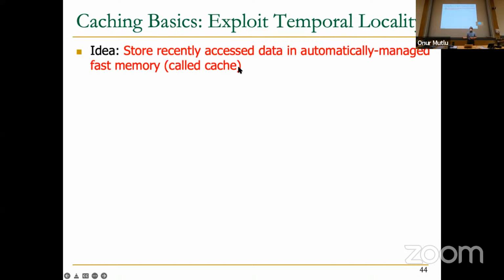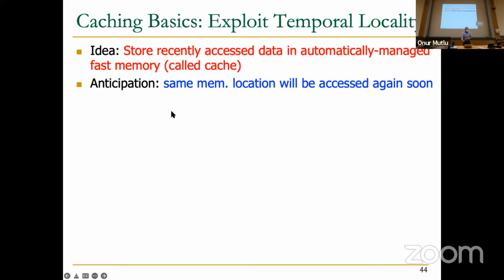But how do you exploit temporal locality? Since temporal locality means that you're going to access the same memory address again and again, why not store the recently accessed data in some automatically managed fast memory? That's called a cache, basically. I'm going to more formally define a cache later, but cache usually overwhelmingly means today that the storage is automatically managed. That's why we don't think of registers as caches. Registers are more like scratchpad memory, another level of memory, if you will. Okay, so that's the idea, basically.